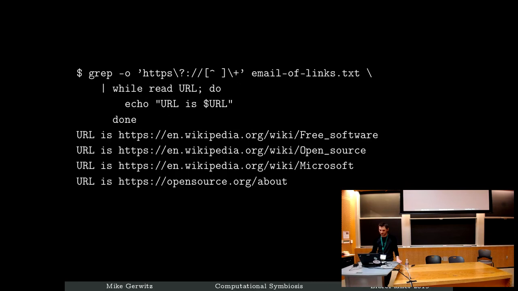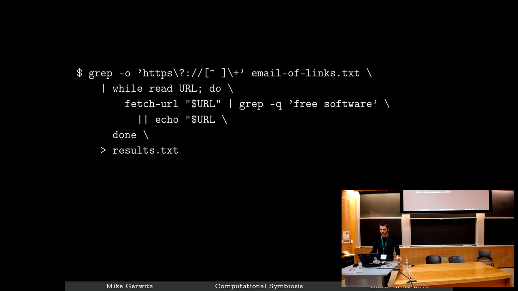So here's a few examples. And we're going to introduce while and read. So while will execute its body, that echo there, as long as its command, read, exits successfully. And read will continue, in this case, to read the URLs from standard in, from email of links.txt, until there are no more lines to read. So if we put our pipeline into that, like this, and the only change I made is moving results.txt outside of the loop, this will iterate through everything and execute that command for each URL that it finds.